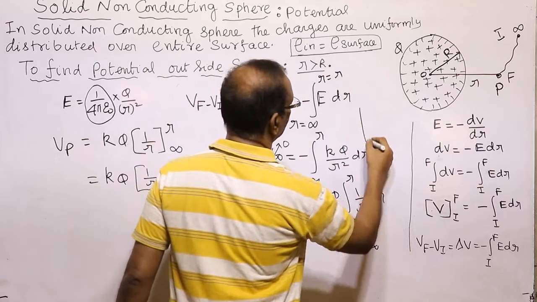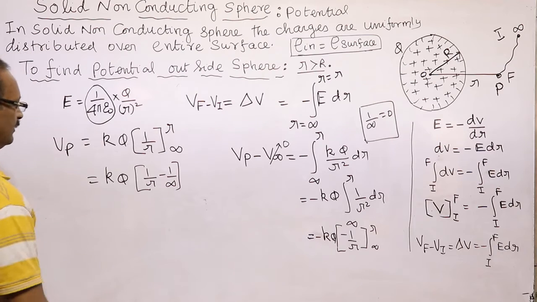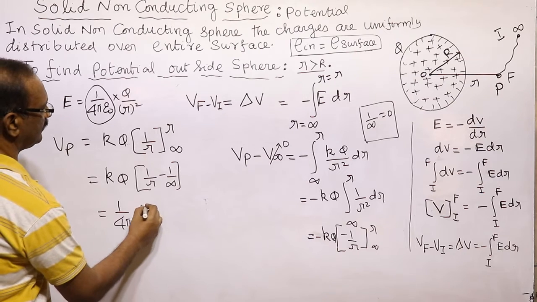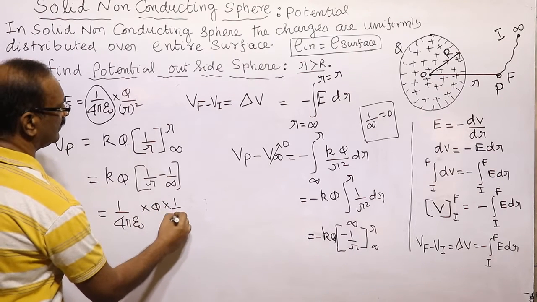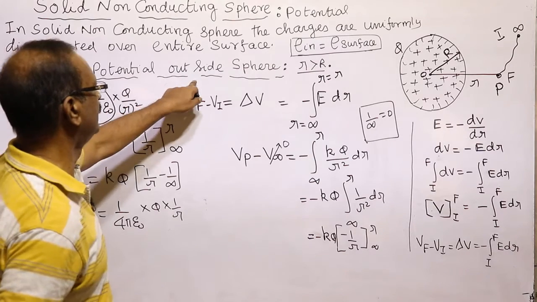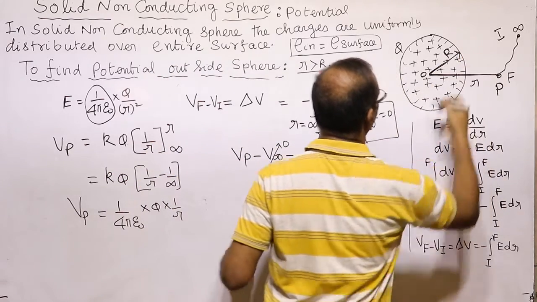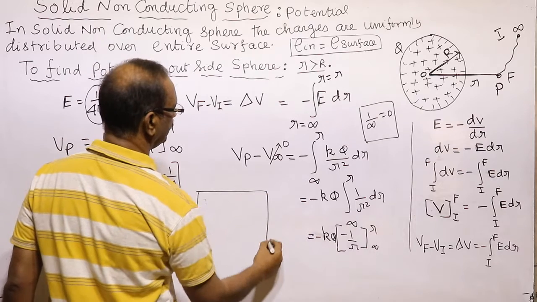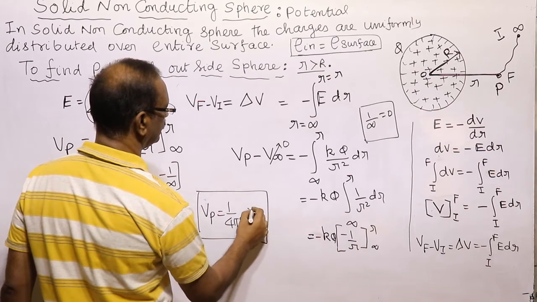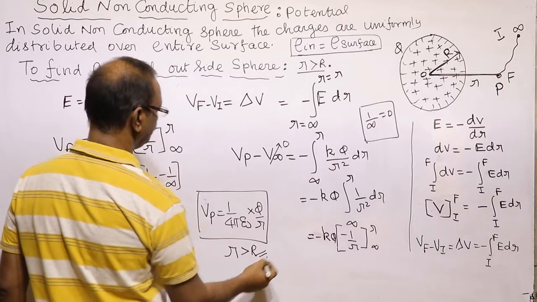First apply the limit for this R, then minus, apply the limit on this one. Since we know 1 by infinity, or anything divided by infinity, is equal to 0, we can write K, that is 1 by 4 pi epsilon naught, into Q into 1 by R. So this is the potential at point P outside the sphere, where this is the distance R and this is the radius R. So potential at point P is equal to 1 by 4 pi epsilon naught into charge divided by R, for R greater than the radius of the sphere.